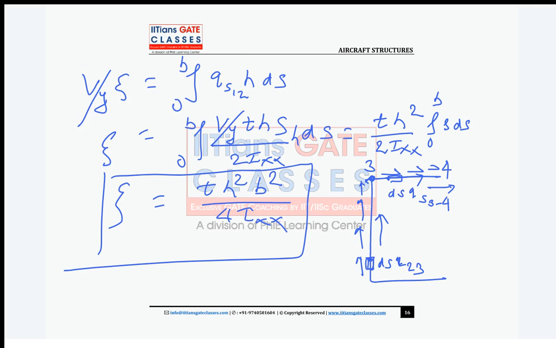Your force is passing through point 3 again. So what will be the moment? 0. So that's why you can see it is 0 plus 0. So clear, to find the shear center position, if you know properly the shear flow for section 1 to 2, it is enough.